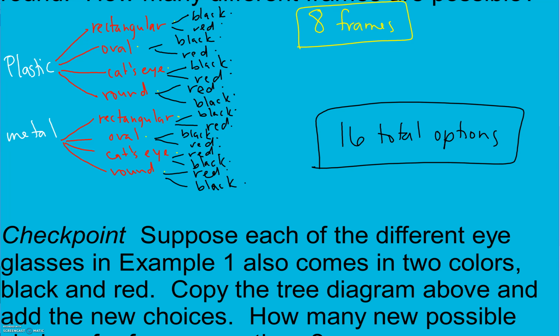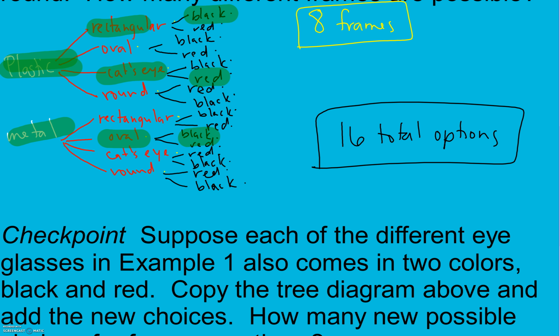We could have plastic, cat's eyes in red. We could have metal, oval in black. We could have plastic, rectangular in black. We could have any of those options. So if we want to list out all the options, tree diagrams are a great way to do that.